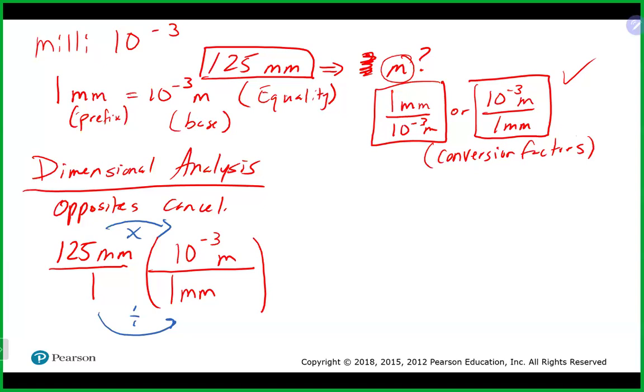And again, this can also help you when you get into some formulas, where you don't have to worry about, did I rearrange it right? Am I multiplying when I should be dividing or dividing when I should be multiplying? That's what you want to do.